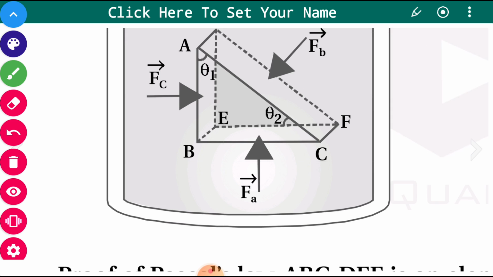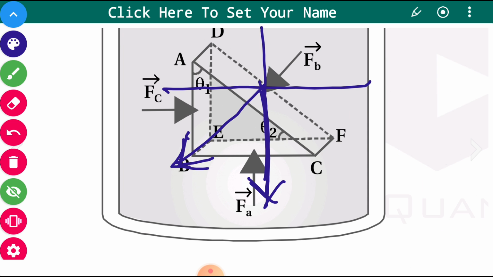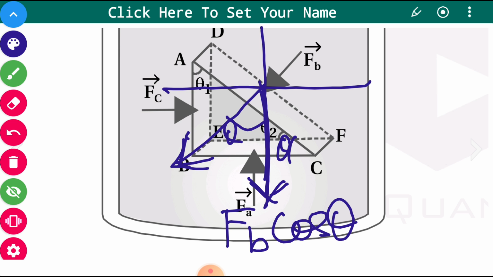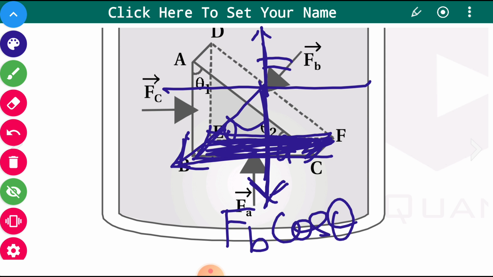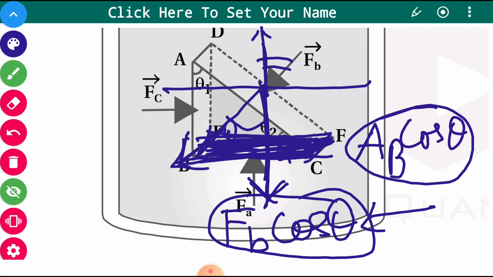Now for this particular segment, that is the downward segment, the force is in this direction. So the component of the force in this direction will be, as this is theta, this will also be theta, FB cos theta. So the force is FB cos theta, and as I have earlier explained, the area of this lower segment is AB cos theta. So AB cos theta is the area of this smaller base, and FB cos theta is the force, so the pressure will be FB cos theta upon AB cos theta, and that will be FB upon AB.